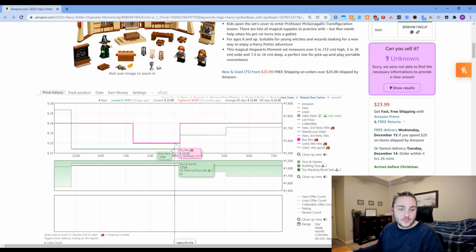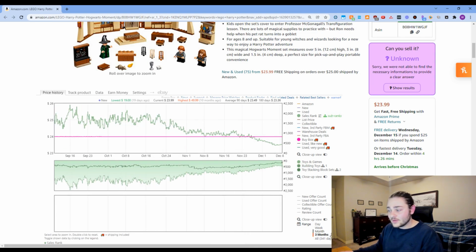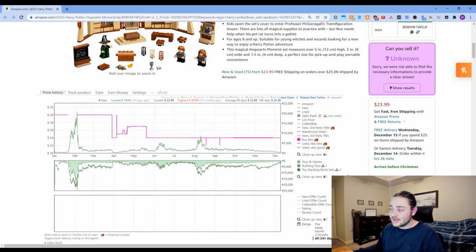You can see it went from 3 p.m. to a little after 1 p.m. that day. So this item was selling super fast. Even with Amazon on the listing, they were able to get a sale here.